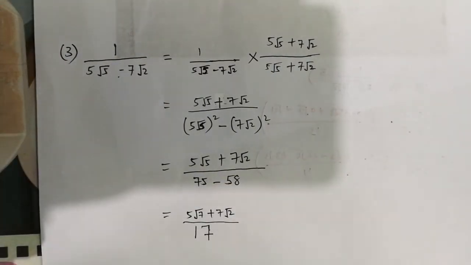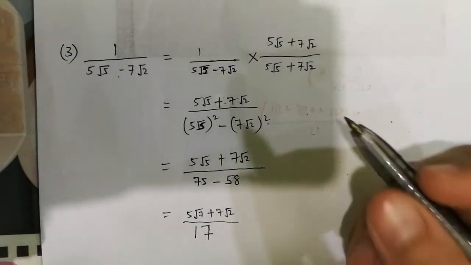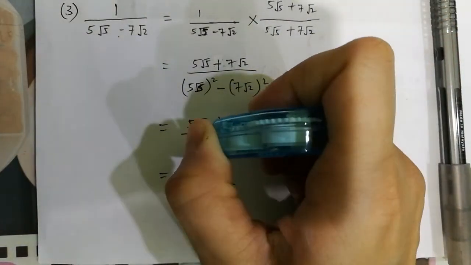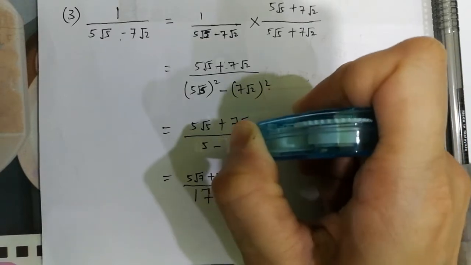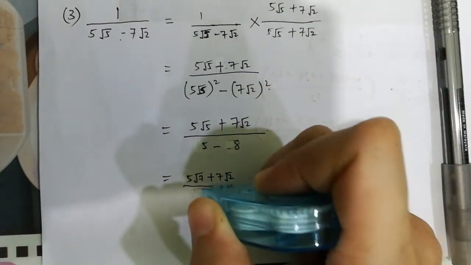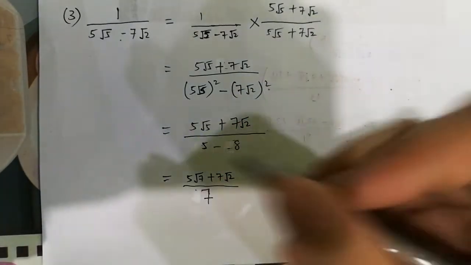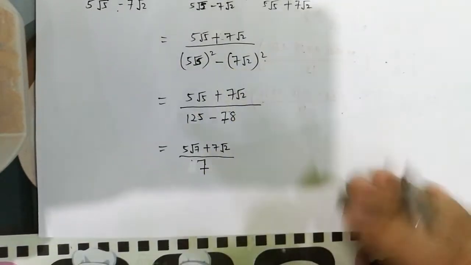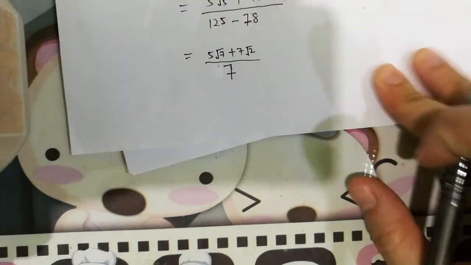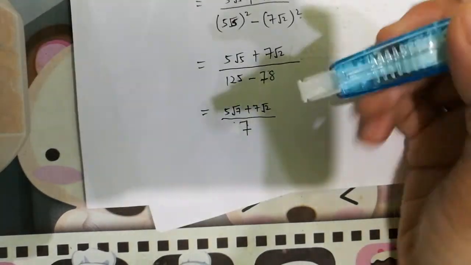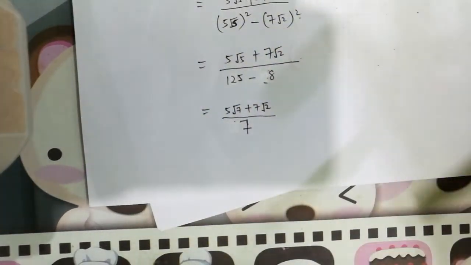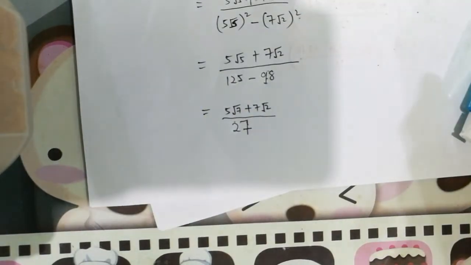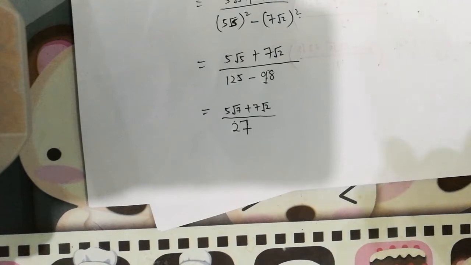I think I made a small mistake here. This one is not 75, it's 125. Too fast already. This is 98. Okay, so this is 125, 78, and 98. So 98, so you will get 27. Okay, so that's the final answer.